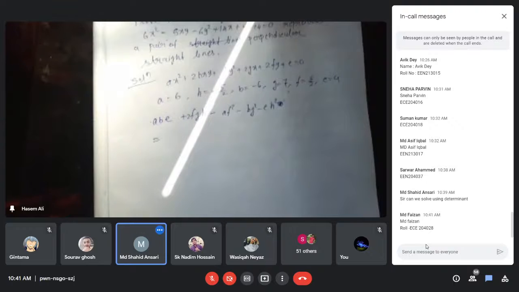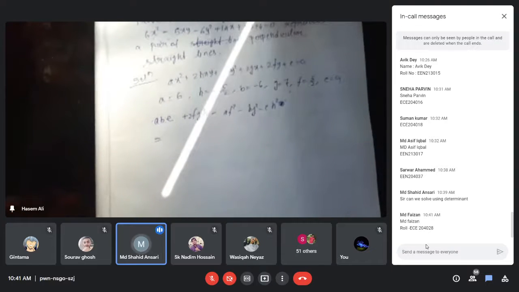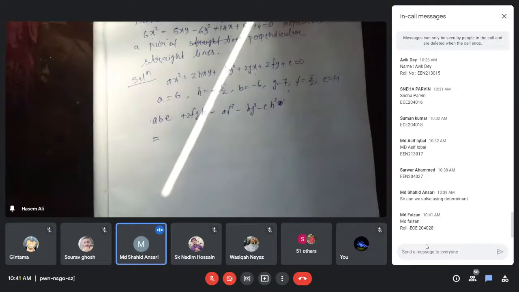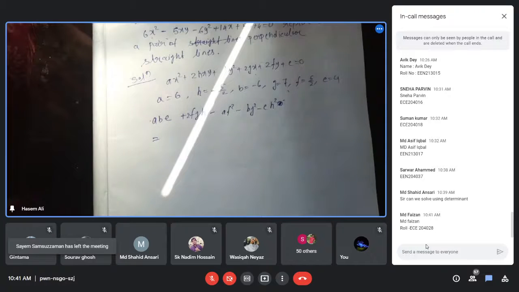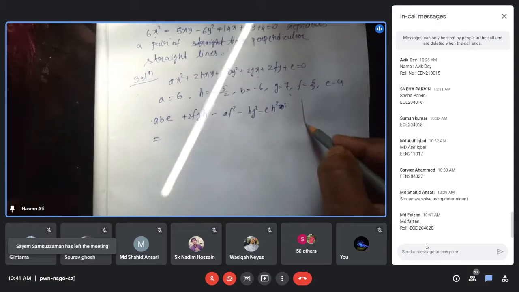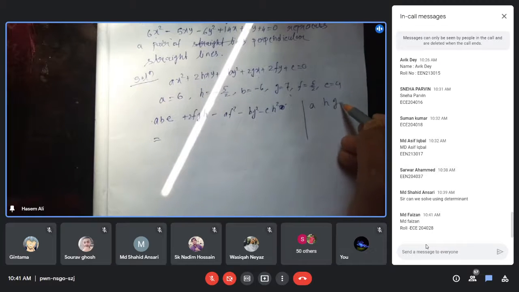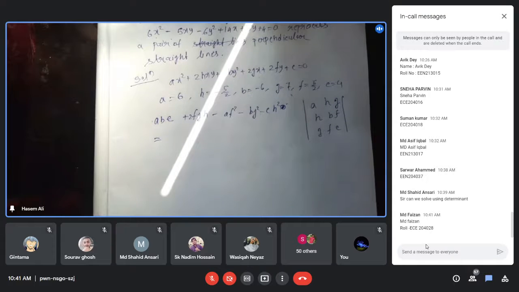Hello, sir. Sir, can we solve this sum by determinant? Yes, you can solve this by determinant. If we show the determinant is 0, then it is a pair of straight lines. Yes, okay. This is the determinant form: a h g, h b f, g f c.